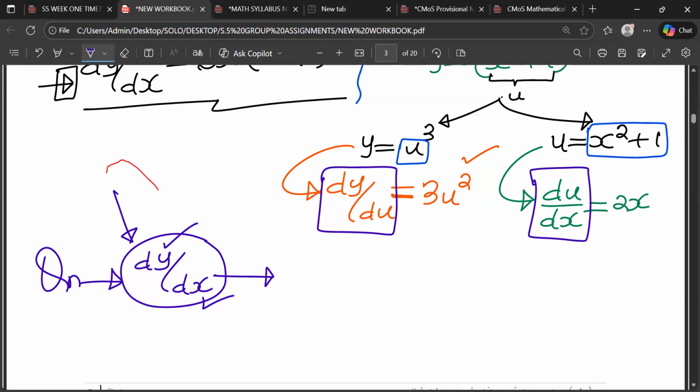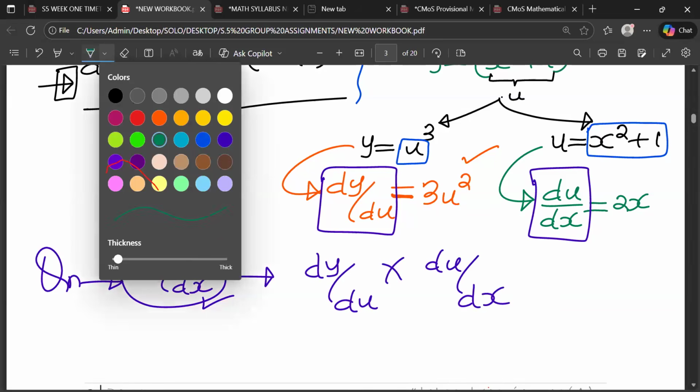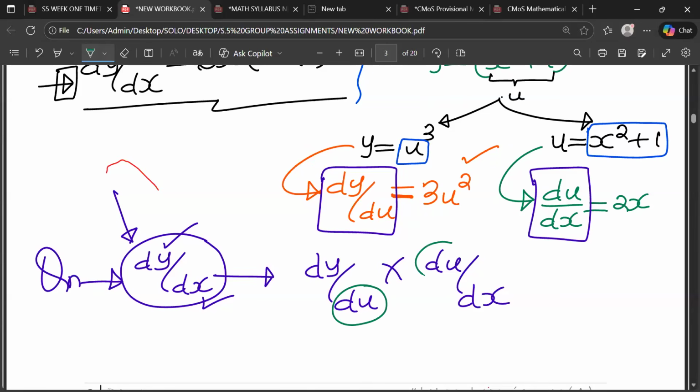So you just realize that if you really want to get dy/dx, we need dy on top. And what has dy on top is dy/du. Then we need dx down. What has dx down is du/dx. And you just realize that when you multiply those two, du will have to cancel. And when this du cancels with this du, I don't know if people can see how they will obtain dy/dx. You understand? That's what we are doing. I don't know if people can recall.